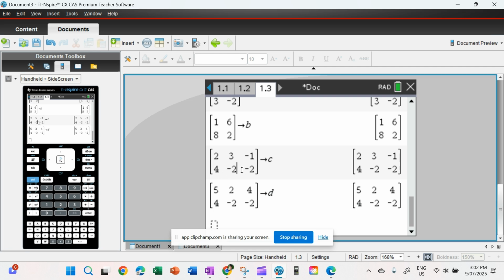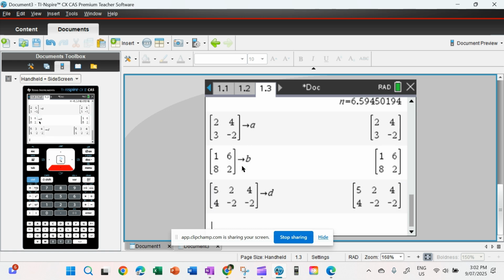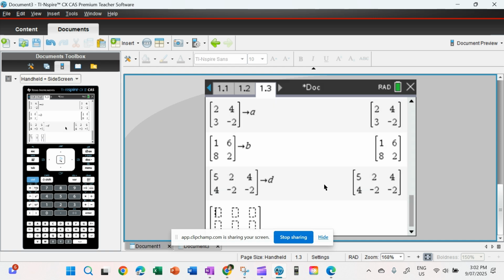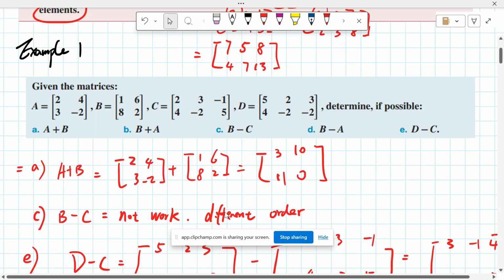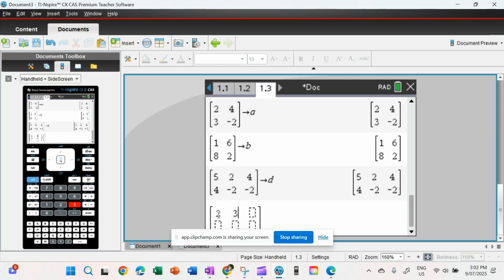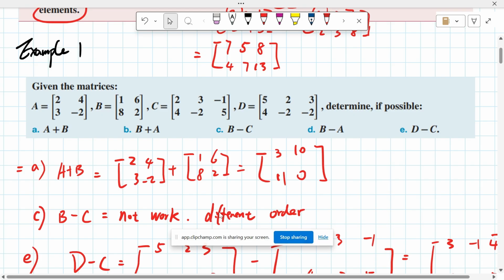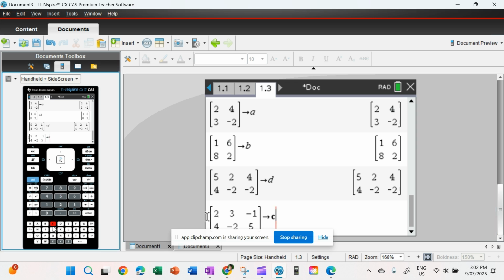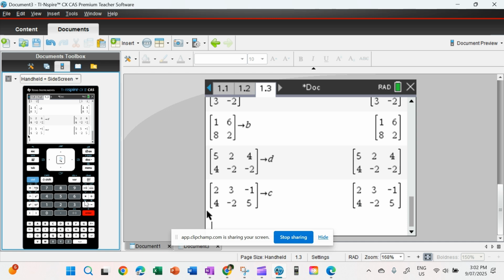Sorry guys, I'm probably going to delete that C one. I'm going to restart the C because I copied the wrong column. So we do 2, 3, minus 1, then 4, negative 2, and 5. Now it will be D. Alright, perfect.